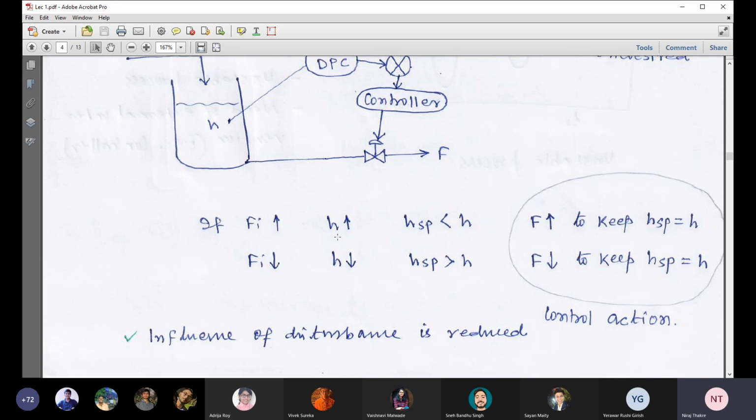Let us come to the first point. If Fi increases, height increases, so height becomes greater than HSP. But we want to make them equal. If height increases, we need to reduce it so that we get HSP equal to H. How can we do that? Just by increasing the outlet flow rate F. I repeat, if the inflow rate increases, the height increases and becomes greater than the set point, but we need to make them equal, so you increase the outlet flow rate. And this is the reverse case. In this way, we can reduce the effect of disturbance by employing a controller.